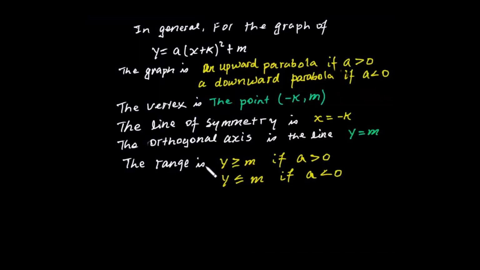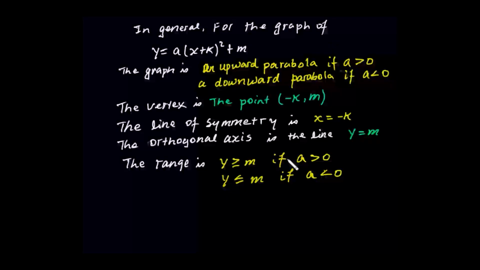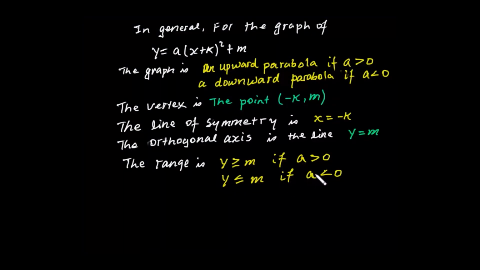The range depends on the type of parabola. If the parabola is an upward parabola, the range is y is greater than or equal to m, that is, a is positive. And the range becomes y is less than or equal to m if the parabola is a downward parabola, that means a is less than 0.